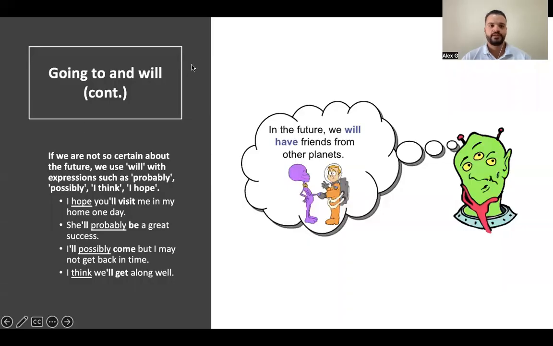Here we continue with going to and will. It says, if we are not so certain about the future, we use will with expressions such as probably, possibly, I think, or I hope. So let's take a look at the examples.